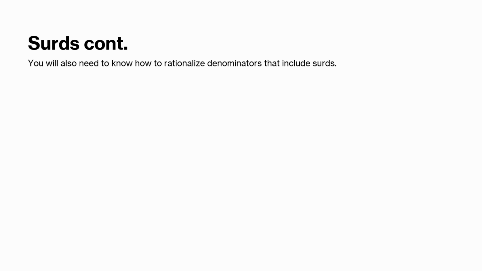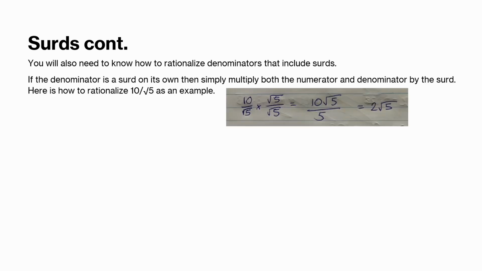We will also need to know how to rationalize denominators that include surds. If the denominator is a surd on its own, in this case 10 over root 5, you simply multiply both the numerator and the denominator by the surd, since if it's root 5 over root 5, that's just multiplying by 1.